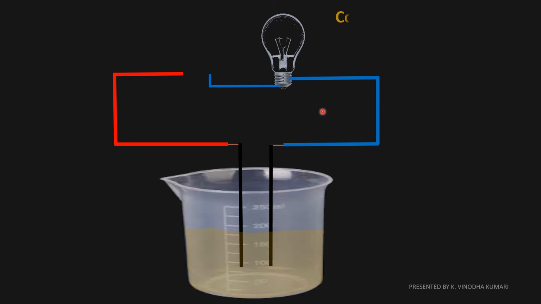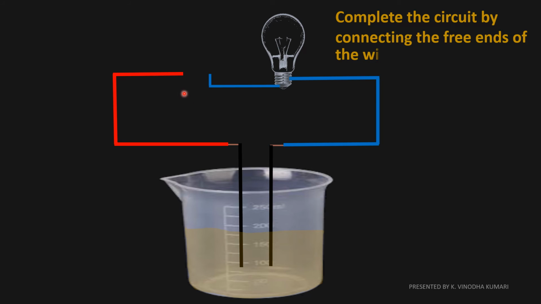Okay, now we'll complete the circuit by connecting it to the 230-volt AC plug and see. Right, so now we'll connect it. See, we have connected the AC plug to the circuit, but the bulb has not glowed. So that means here also we are not finding any movement of the ions. That means the solution does not contain any ions.